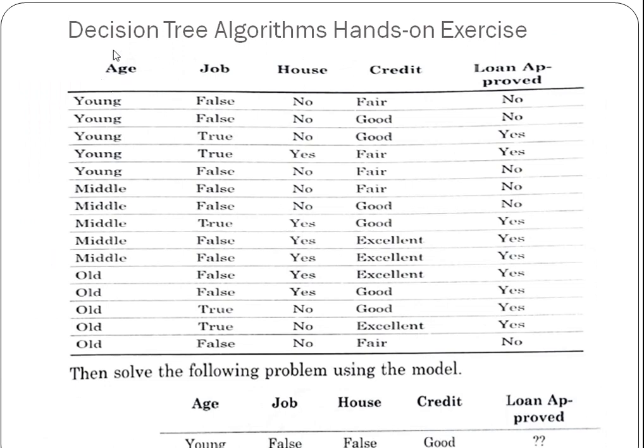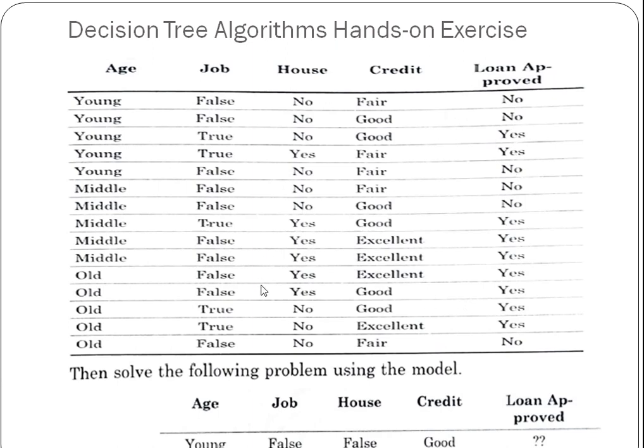Now we have a decision tree algorithm hands-on exercise. So this is an exercise you have to perform. This is the training data. In the training data we have information about a customer, like his age, job, whether he owns a house, and his credit score. And based on this, loan approved, we want to say yes or no, whether he will be approved for the loan or not. This is the training data. Already you have these attributes with the values, and for those values you know the decision yes or no.